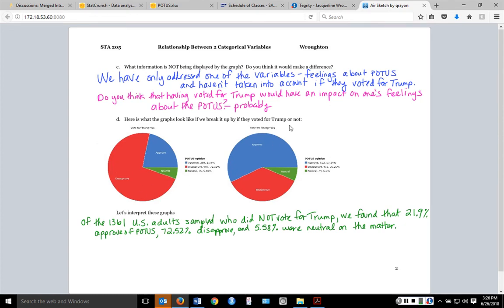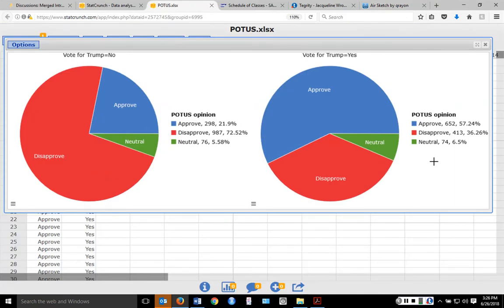Now let's do the same thing looking at those that did vote for Trump. So now I'm going to be using these numbers over here instead. So I'm going to take my 652 plus the 413 plus the 74 and get 1,139 people that did vote for Trump.